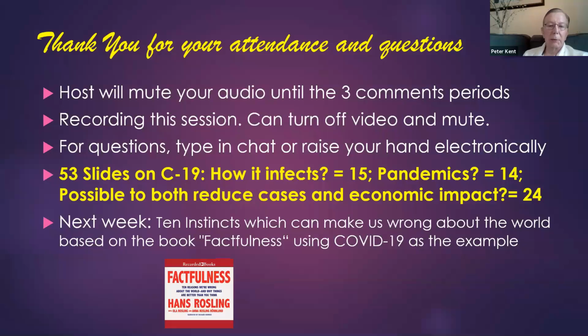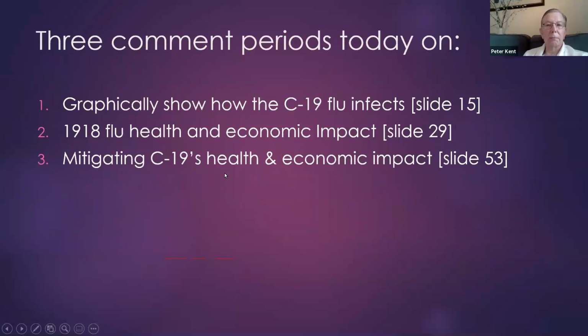Next week, my final talk is basically going to be a combination of this book, Factfulness, which talks about the 10 instincts of why we get things wrong in life. We're going to use COVID-19 as an example of how we get things wrong based on those 10 things. So the three comment periods today are at the end of each section.